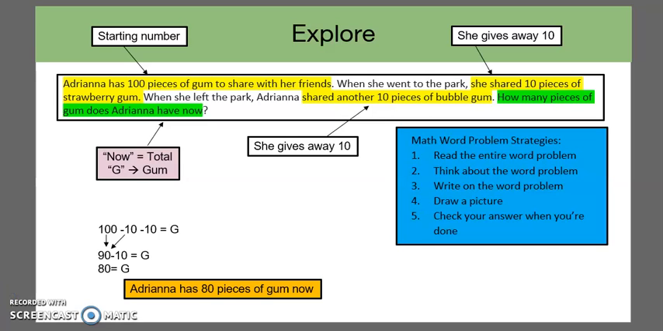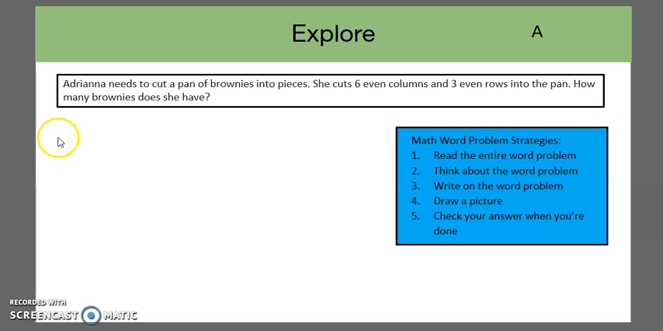We're going to look at a few more questions. Adriana needs to cut a pan of brownies into pieces. She cuts 6 even columns and 3 even rows into the pan. How many brownies does she have? So again, pause the video, use the strategies, and see if you can come up with how many brownies she has.